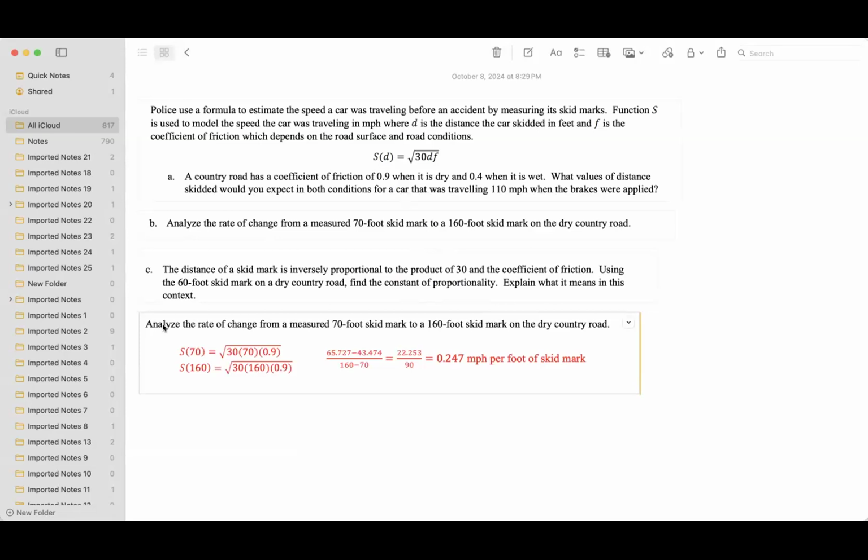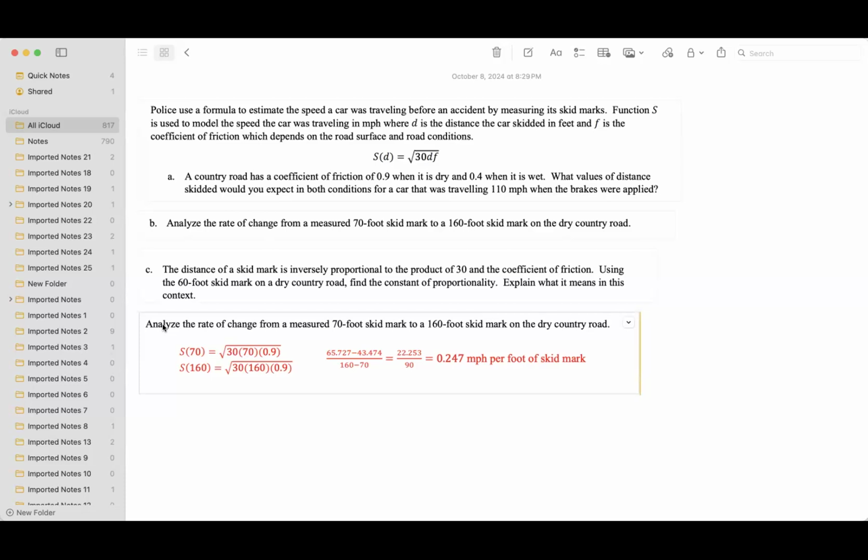I multiplied 65 and 43 by 70 and 160 at the top. Oh, okay. I got the same values. I got confused by the X and Y. Change in Y by change in X, you did, right? Did you invert that?